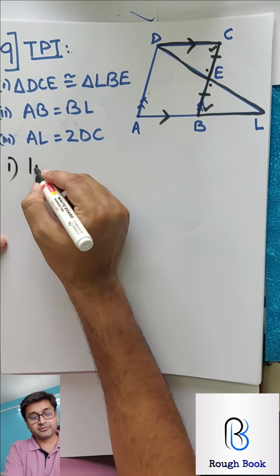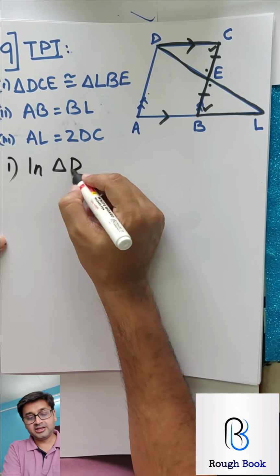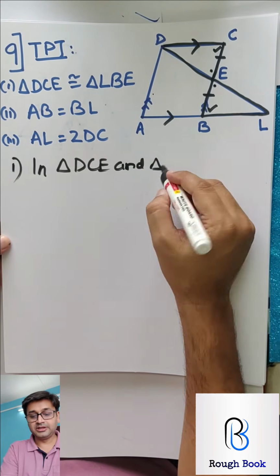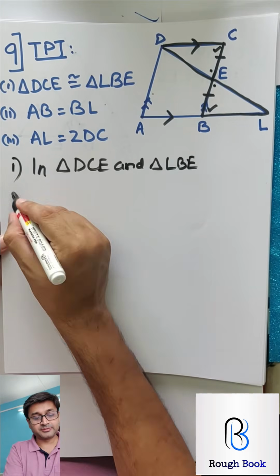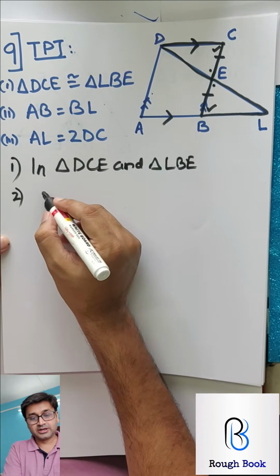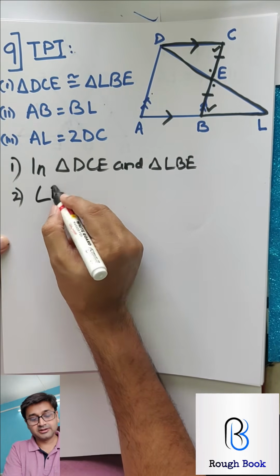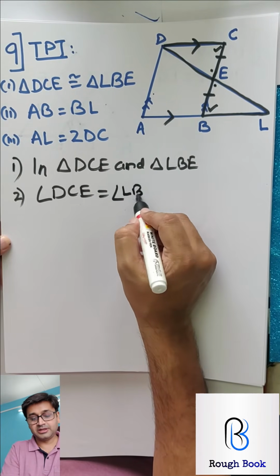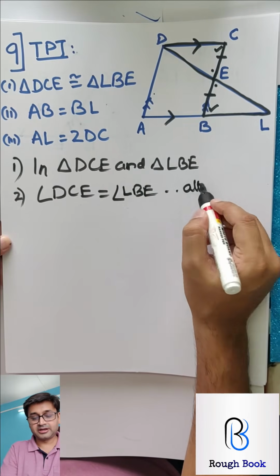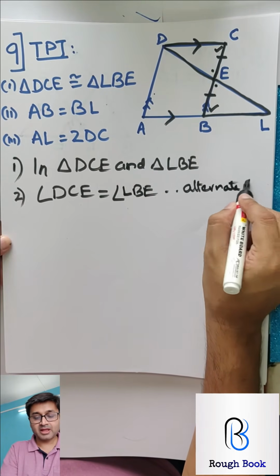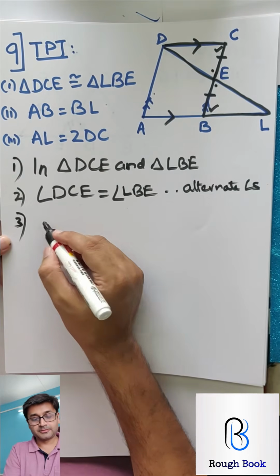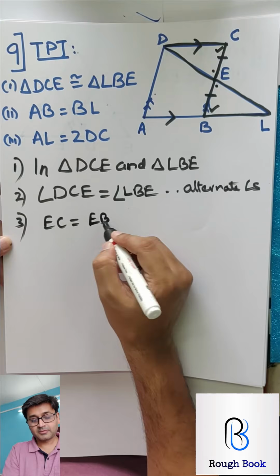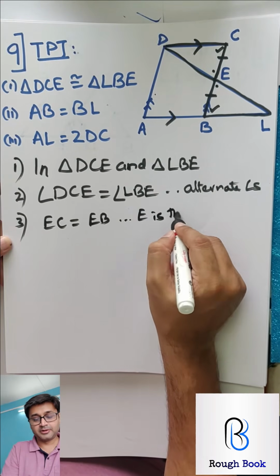So step 1, name the triangle. In triangle DCE and triangle LBE, 1-to-1 correspondence please maintain. Okay, first one, angle DCE equals to angle LBE, alternate angles. Next one, EC equals to EB, you can say E is the midpoint.